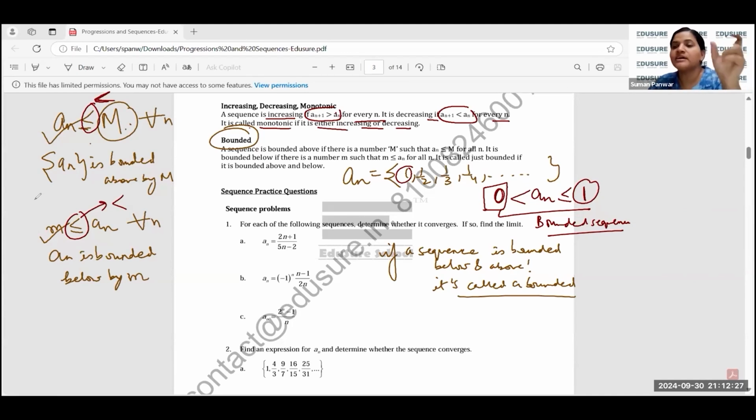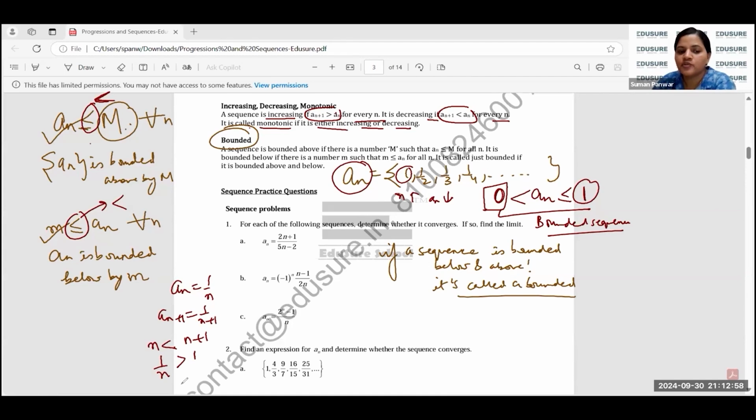So what is a monotonic sequence? A monotonic sequence is a sequence which is either increasing or decreasing. Just look at this an. You see, as n is increasing, an is decreasing. Okay, an is 1 upon n. So what is an plus 1? It is 1 upon n plus 1. So if you have to prove it mathematically, what will you write? n is less than n plus 1. So when you take the reciprocal, the inequality will reverse. So an is greater than an plus 1. So this is a decreasing sequence because I can write an plus 1 less than an. So I will say that it is a monotonically decreasing sequence.